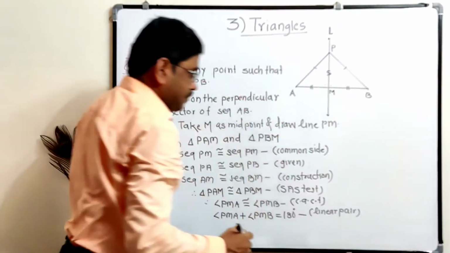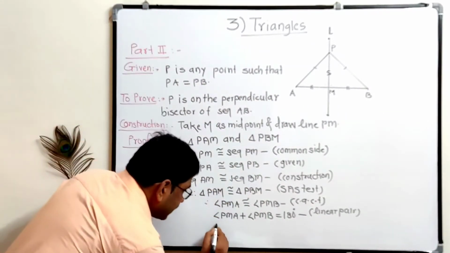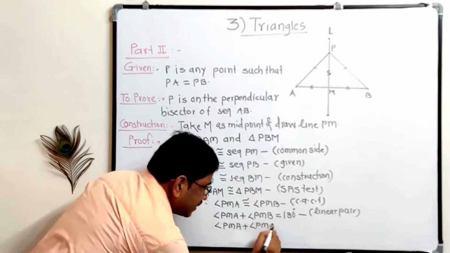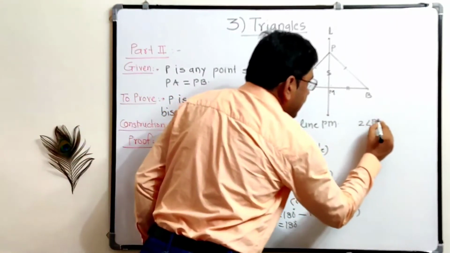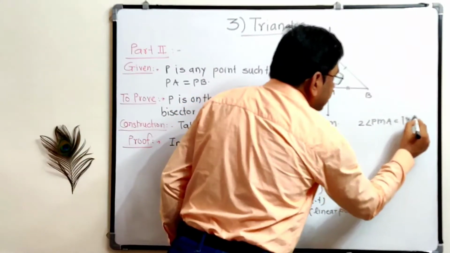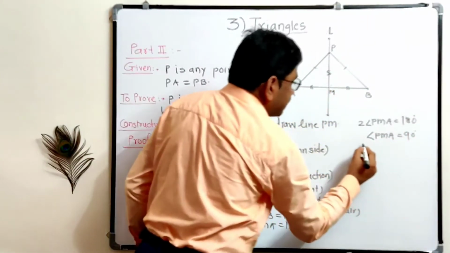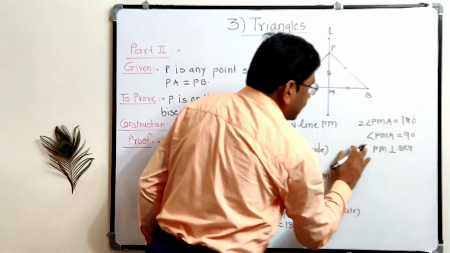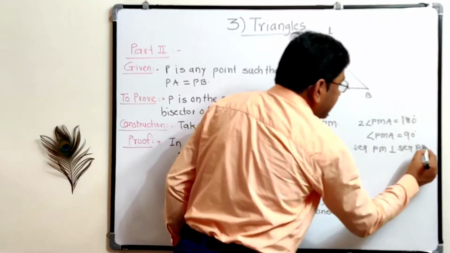This is a linear pair. Now instead of PMB we can substitute PMA. So angle PMA plus angle PMA is equal to 180 degrees. That means 2 angle PMA is equal to 180 degrees. Means angle PMA is equal to 90 degrees. That means segment PM is perpendicular to segment AB.